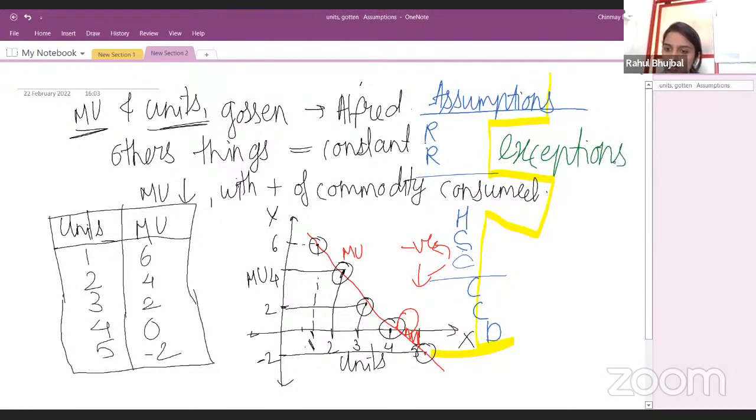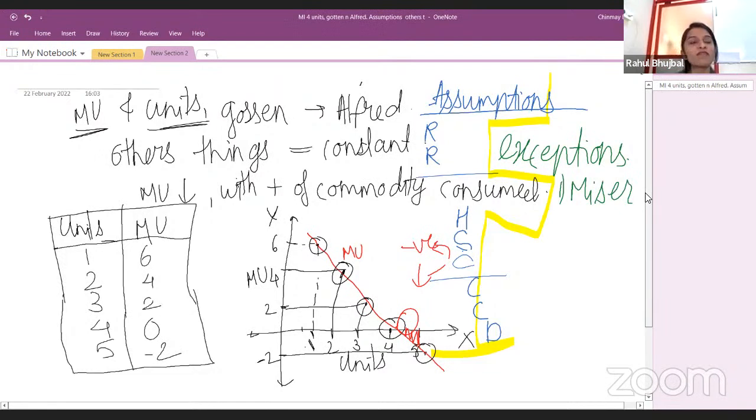Yeah, so which are those 5 exceptions? First is miser. Who's a miser? Miser is a miserly person. Okay, so for every additional unit of money, initially we'll discuss what happens in exceptions.